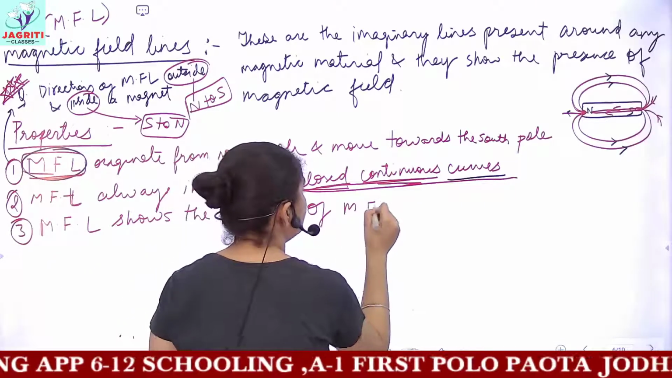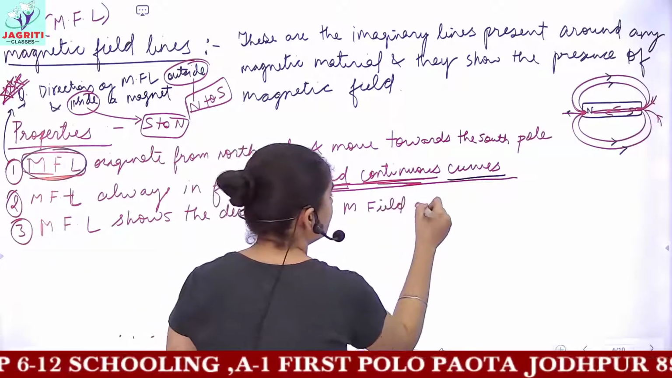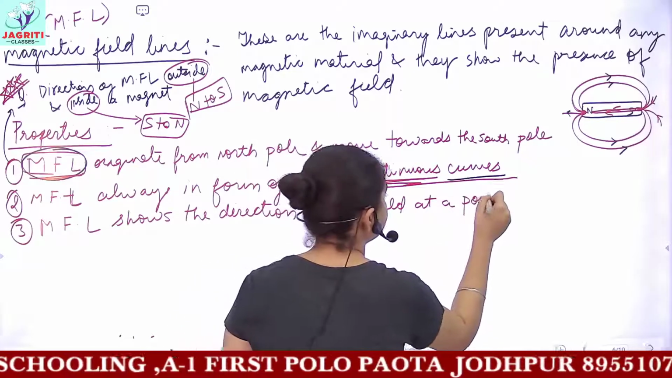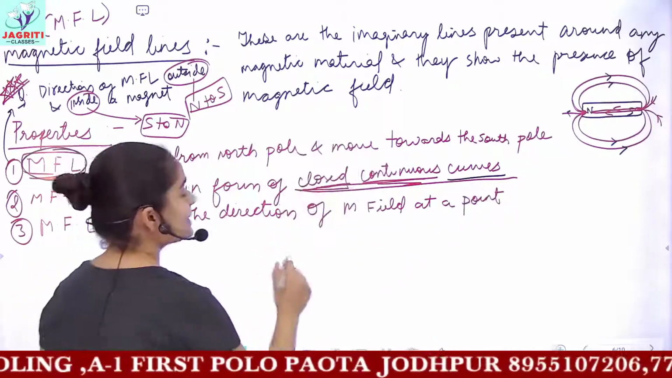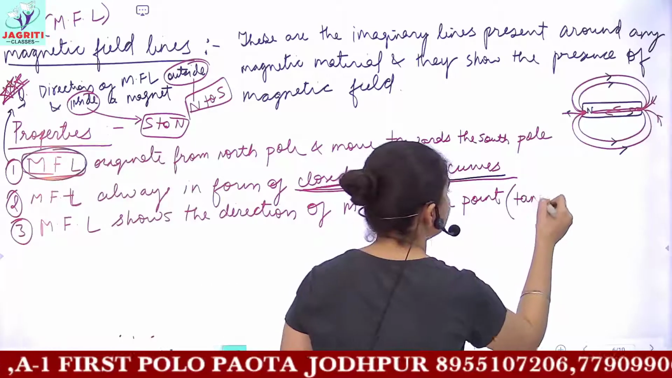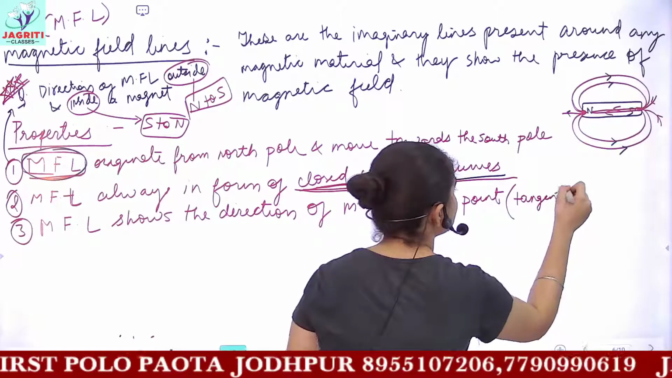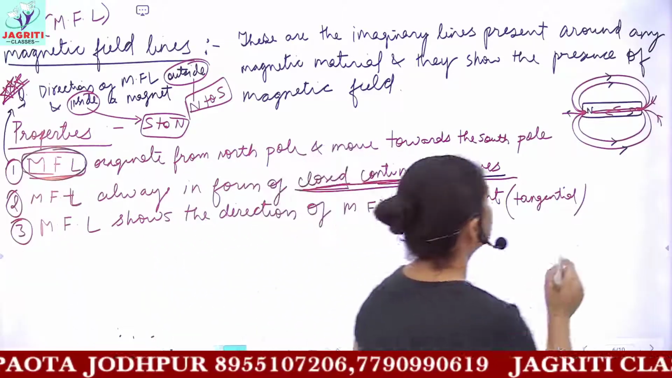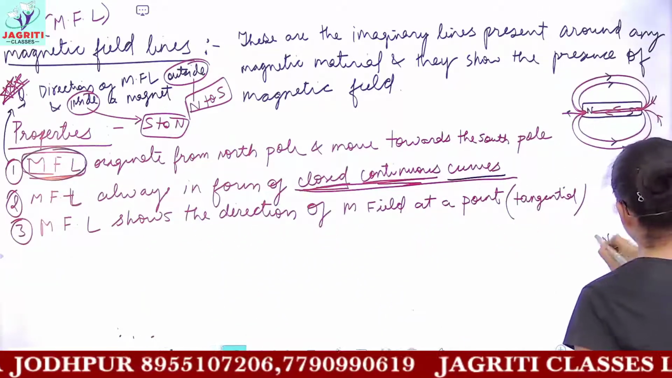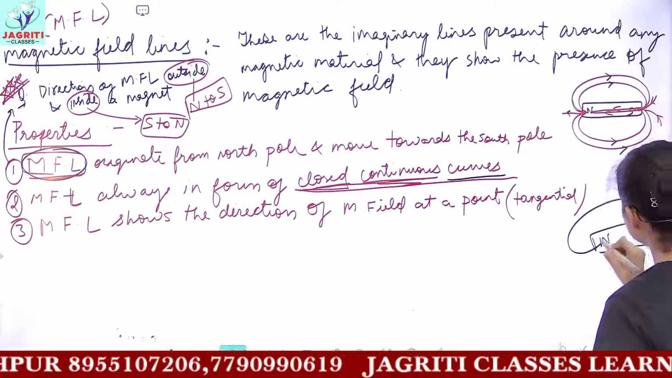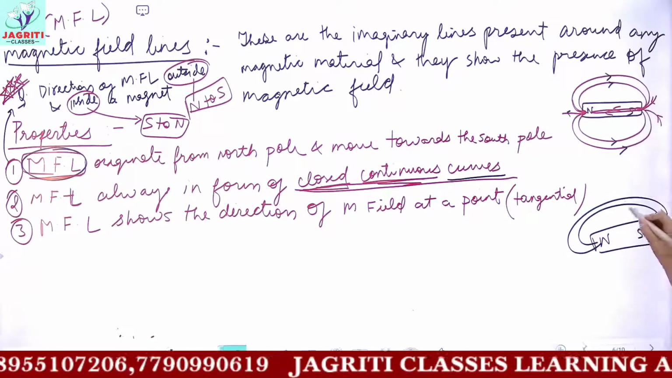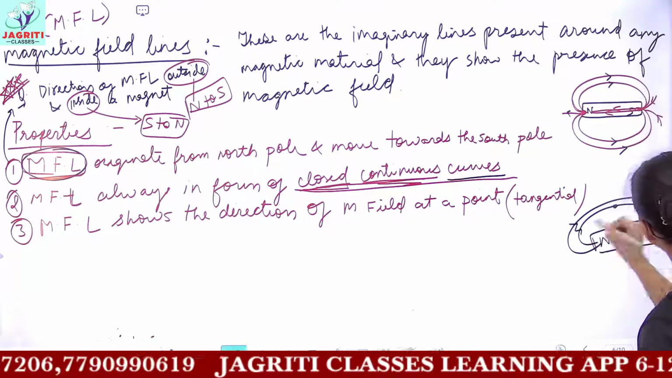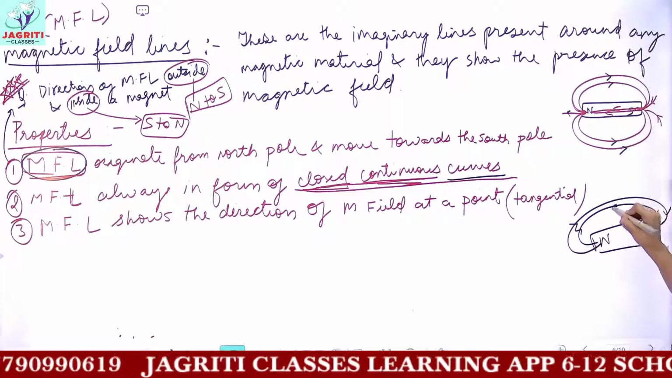Direction of magnetic field at a point. That means this direction is actually tangential in nature, tangential to the closed curve. If I try to explain this, you have these magnetic field lines moving. Now, what is the direction of magnetic field lines at this point P?